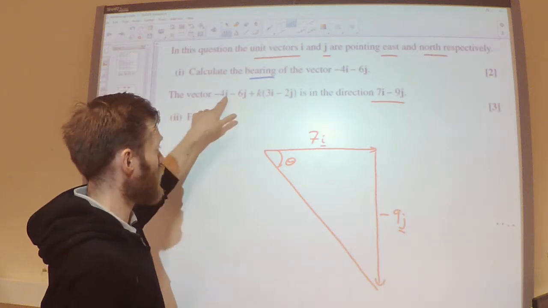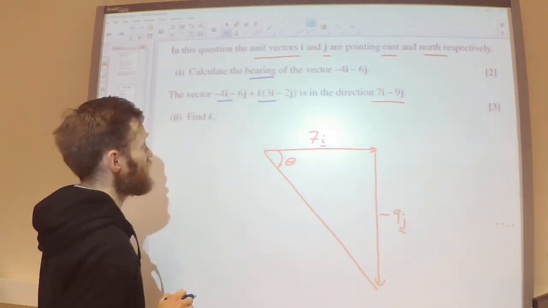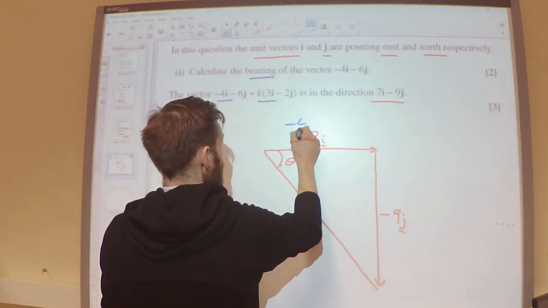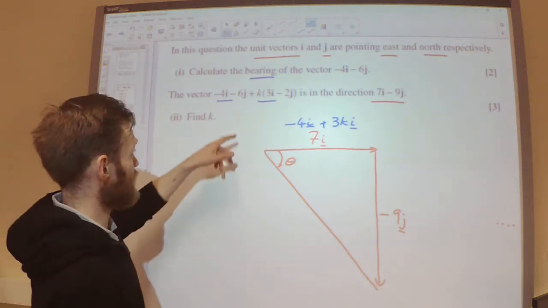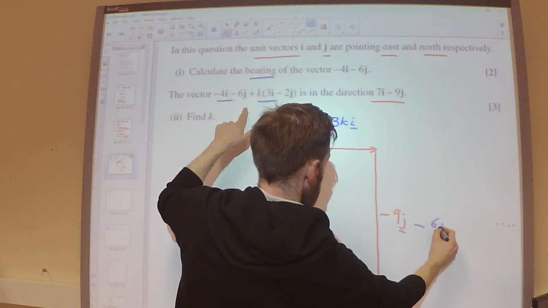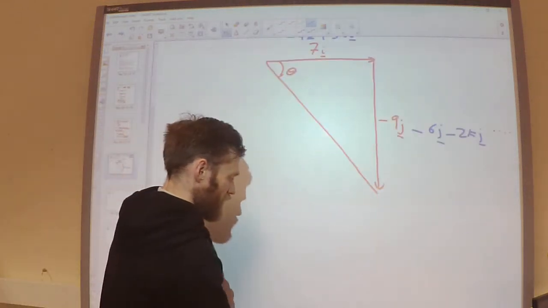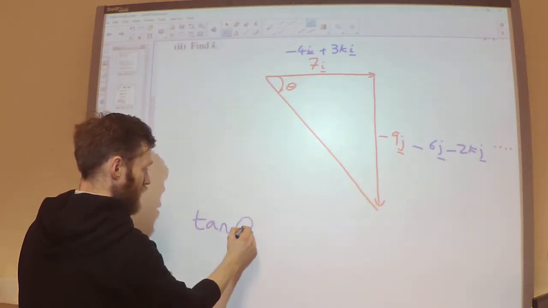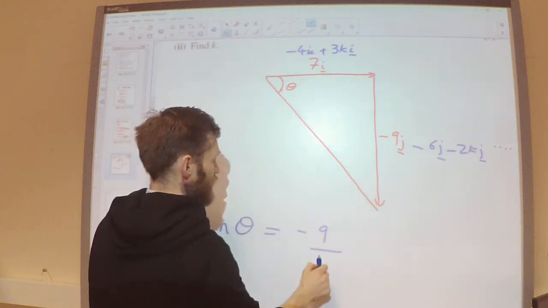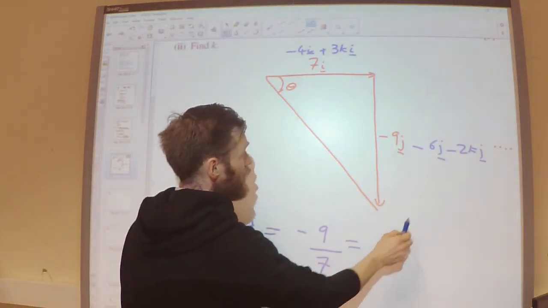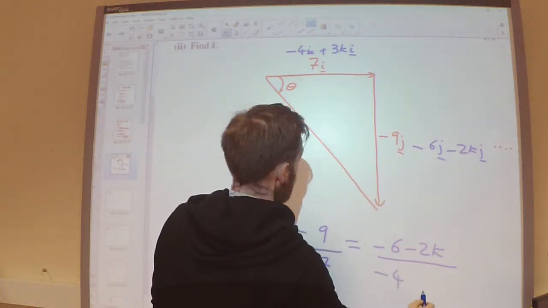So let's have a look. How much does this vector go across? Let me use a different colour to compare this there. So I've got minus 4i plus 3ki. So minus 4i plus 3ki. And acting downwards, I've got minus 6j minus 2k j. Right. So I know that tan theta would equal opposite over adjacent, so minus 9 over 7. And that's also going to equal my minus 6 minus 2k over my minus 4 plus 3k.